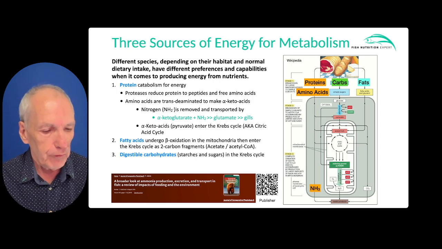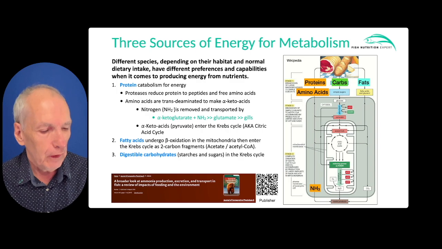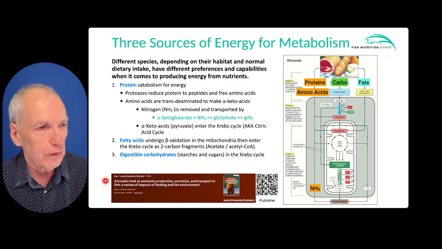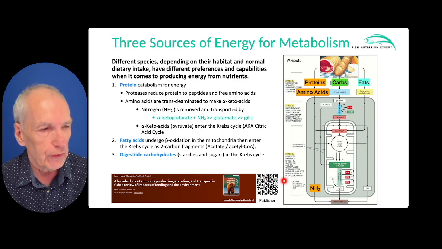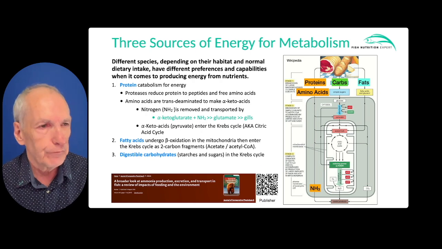On the other hand, the fatty acids go through a different process, and the carbs go through a different process. If you want to know more about that, I recommend looking for this paper, a broader look at ammonia production, excretion, and transport in fish, a review of impacts of feeding and the environment. I believe this one is also not free, but this is the publisher link. You can go there and find it.